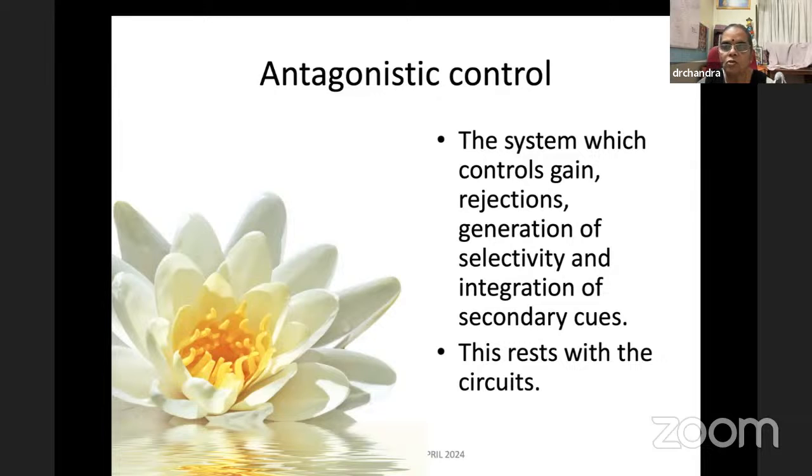So when you see so many flowers, you are interested in picking up the rose. So you should decide which one you are focusing on. That should be analyzed properly, and the rest should be rejected. And that is the antagonistic control.